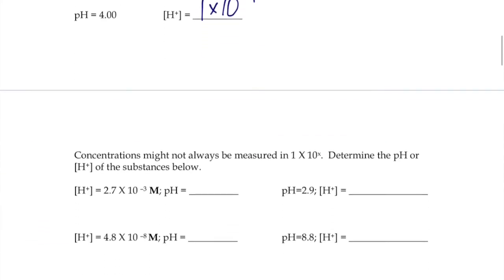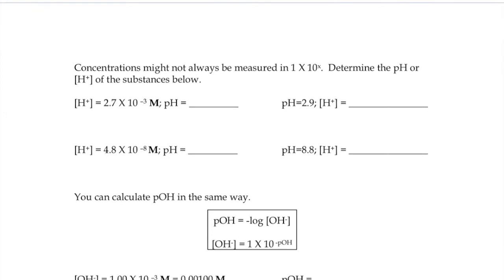However, they're not always that way. Sometimes you'll get concentrations that aren't 1 times 10 to the something, or pHs that aren't whole numbers. But the equations still hold true. It's just we need our calculator's help then to do those. Can't do them in our head. So for H plus to pH, we need to take the negative log of 2.7 times 10 to the negative something. We can't just say, oh, the exponent is 3. You can only do that if it's a 1 times 10 to the something. Other than that, you need your calculator's help.